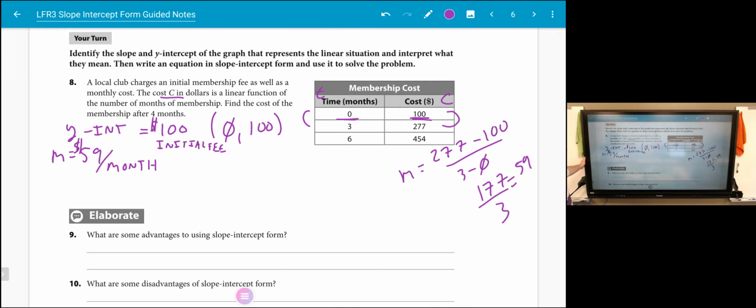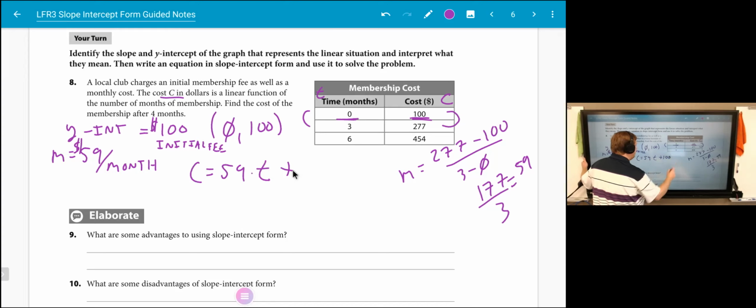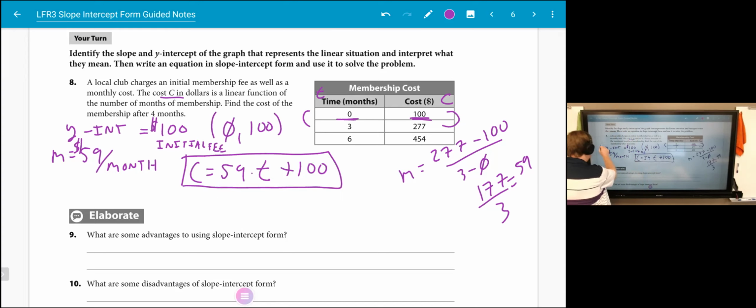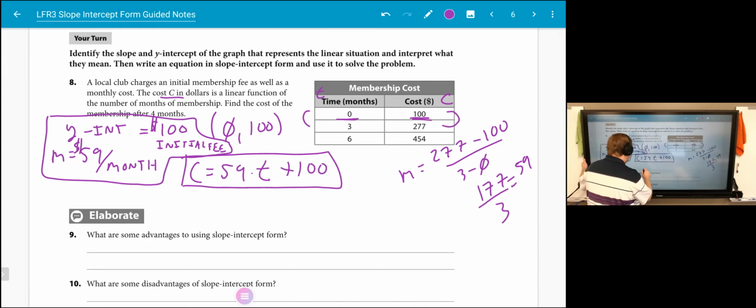And now we need to write our equation. We have C equals, the cost equals, our slope of 59 times the number of months, which we'll call T, plus my $100 origination fee. This is one of the major parts you got to have in there. In addition to what these mean, now we can use it to solve it because it says, what is it after 4 months? So plug 4 in for T.